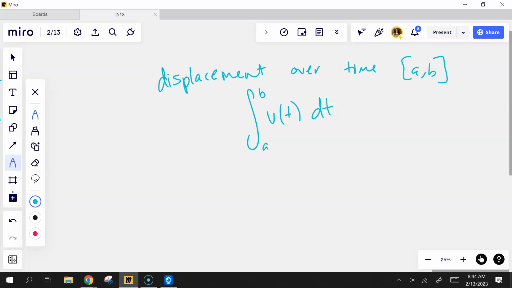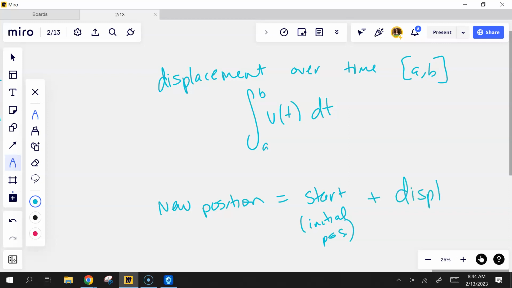Yeah, it could, because if you think about it, your new position, or where you end up, which is what you're looking for whenever you find position, is where you start, my initial position, plus your displacement. If displacement's negative, that means I'm to the left of where I started, and if displacement's positive, I'm to the right. Are y'all in agreement with me?